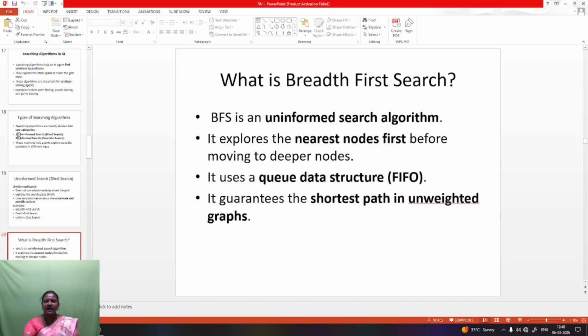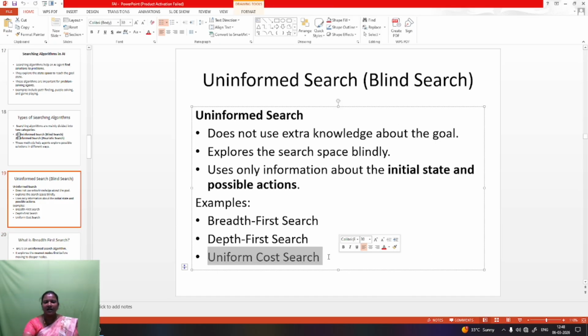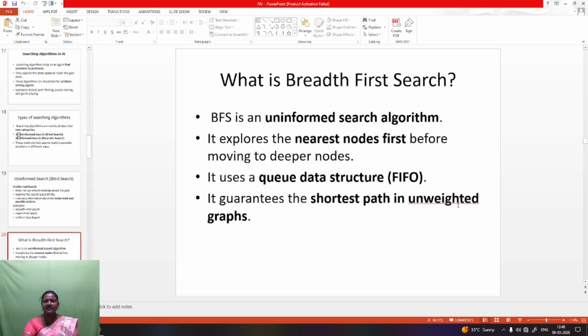Here we use unweighted graphs. In uniform cost search algorithm, there may be some weightage for the path. Here we use only unweighted graphs.